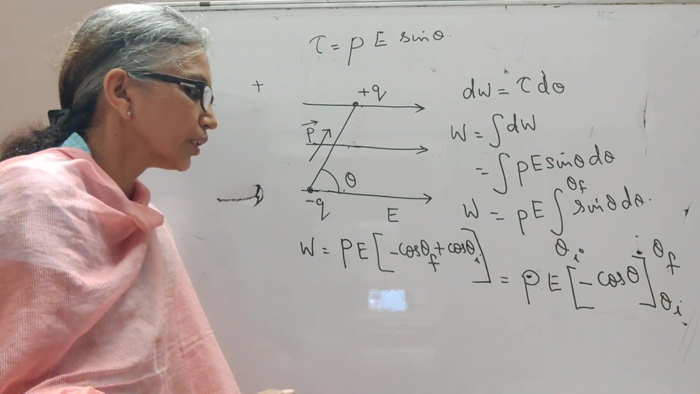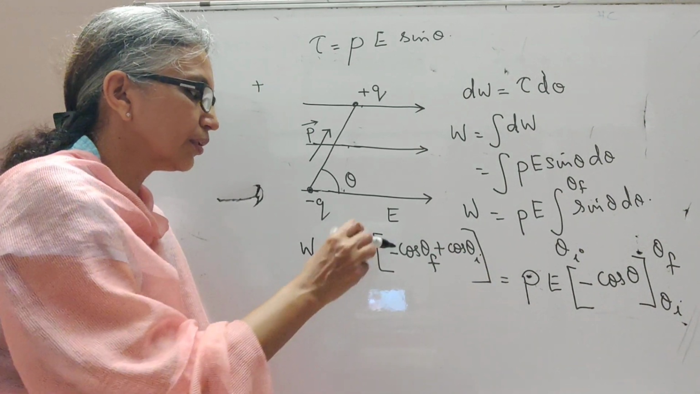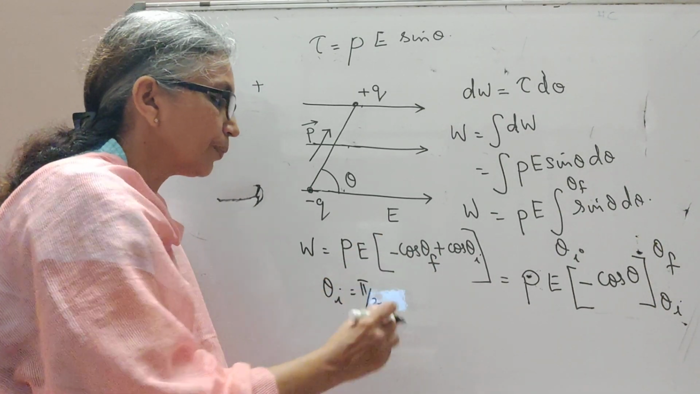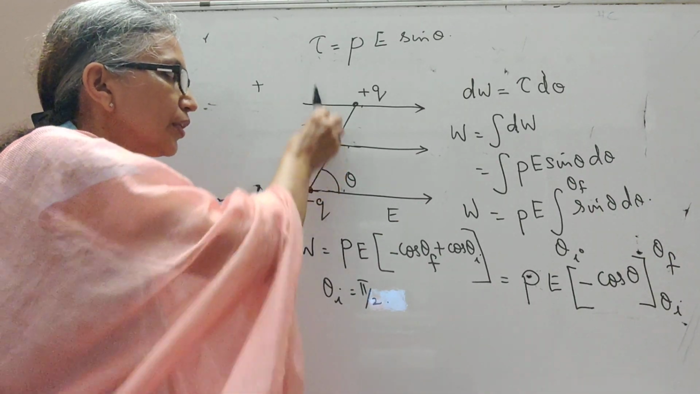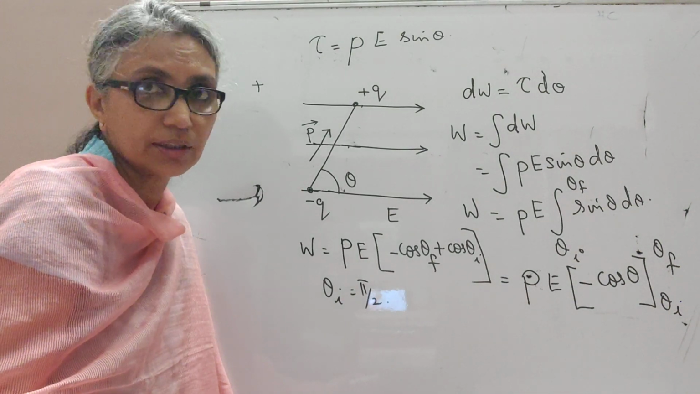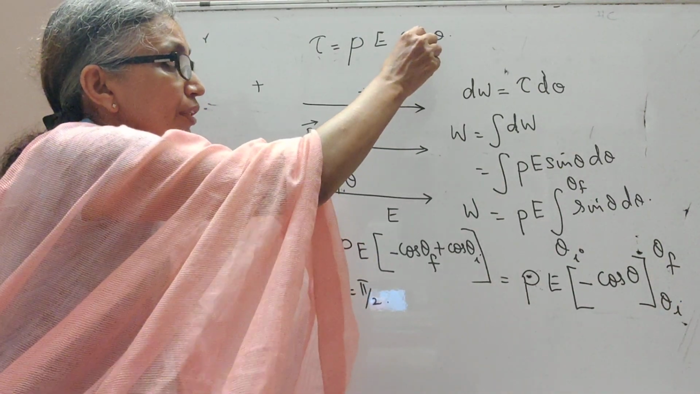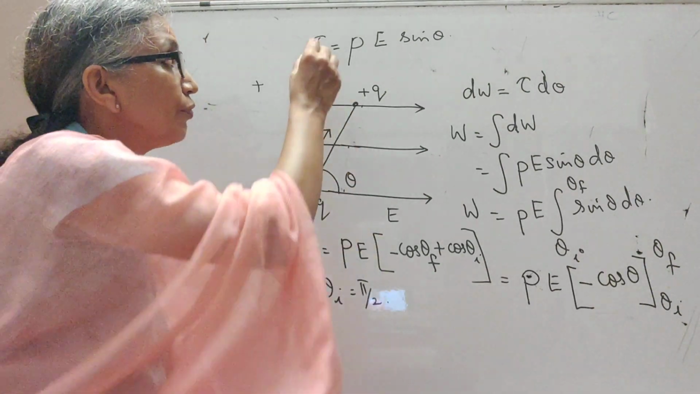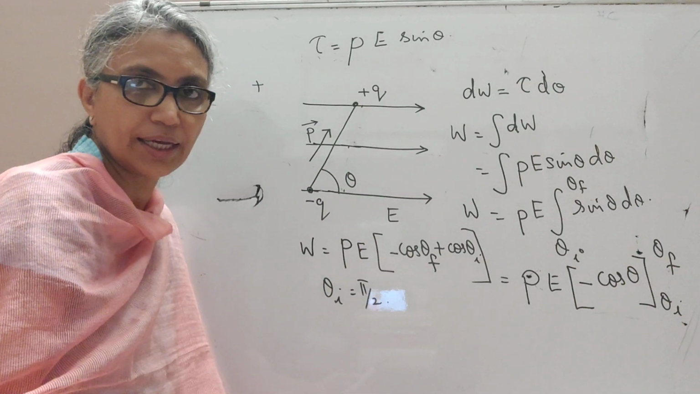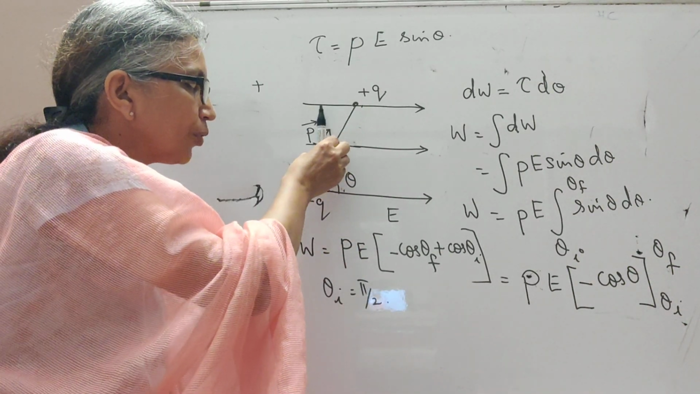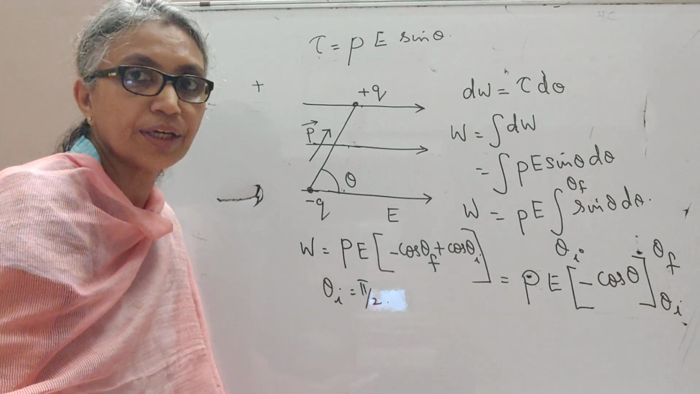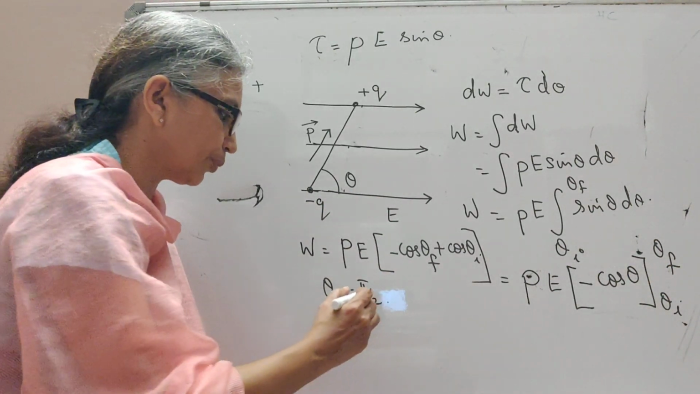Close the bracket. Now I'm going to assume that theta initial is pi by 2, simply because if your P is perpendicular to the electric field, P and E perpendicular to each other, then theta is 90. So if I substitute here sine 90, we have maximum torque. So I'm going to take a condition where there is maximum torque acting on the dipole.